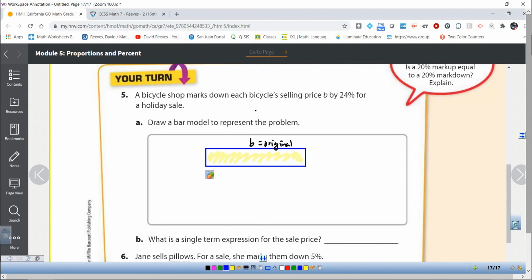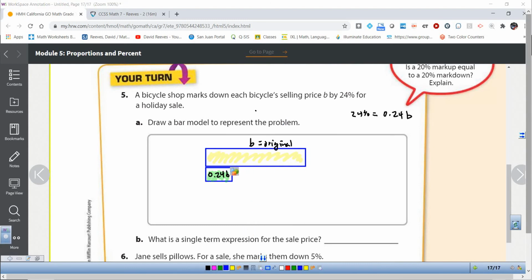Now remember, 25% is 1/4. So I'm going to do my best here. It should be a little less than 1/4. All right, so this right here, that right there is going to represent, remember, 24% as a decimal is 0.24, right? So this part right here is 0.24b.